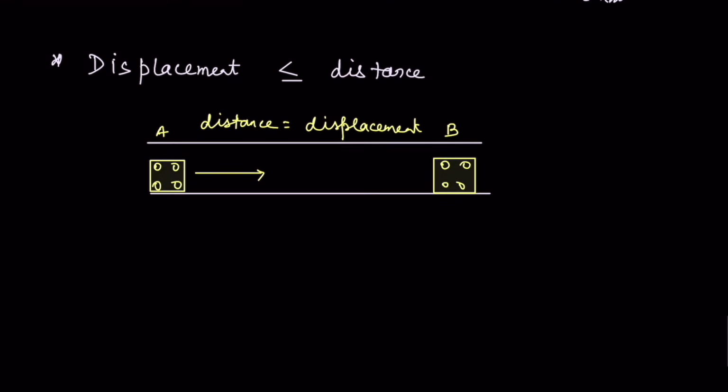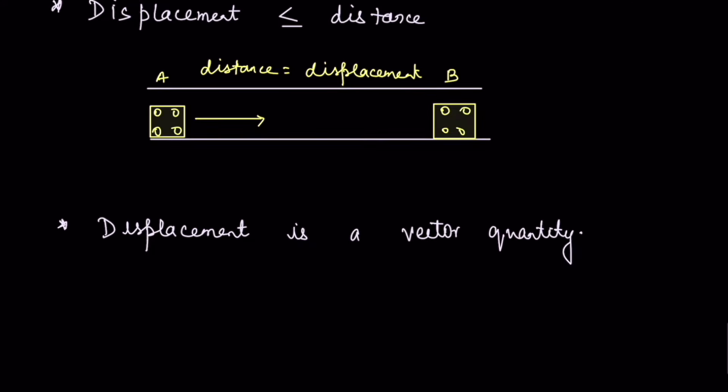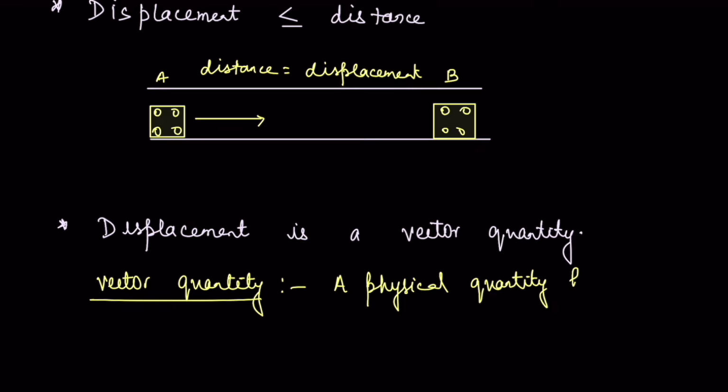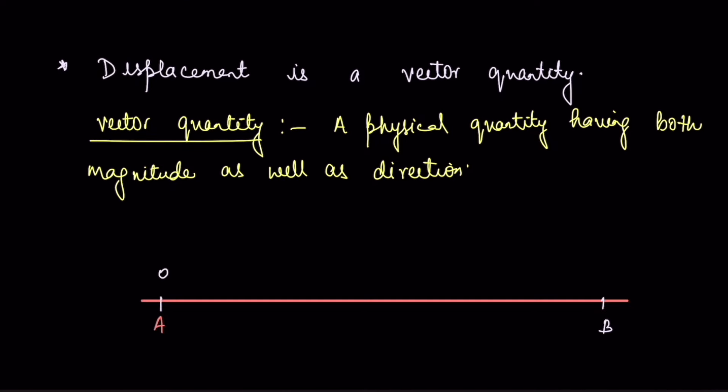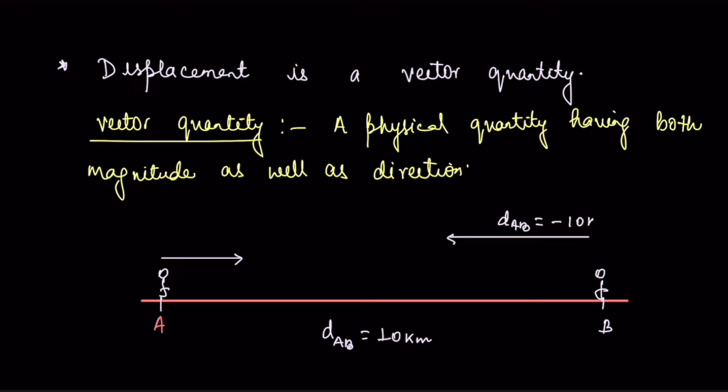Next point, we can note it down: displacement is a vector quantity. Vector quantity means a physical quantity having both magnitude as well as direction. Let's take an example to understand the vector quantity. If a person starts from A, moves to B, the distance covered is 10 kilometer, and then again it comes back. So that time it will be minus 10 kilometer.